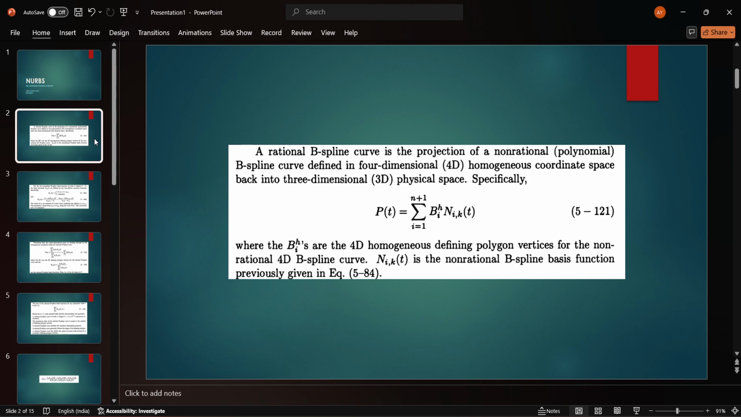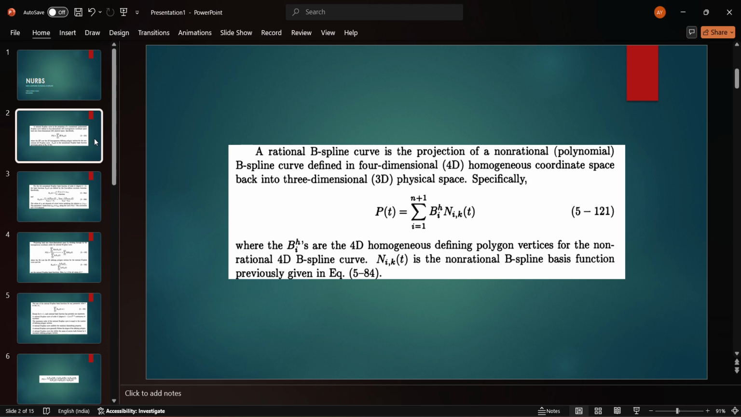A rational B-spline curve is the projection of a non-rational B-spline curve defined in four-dimensional homogeneous coordinate space back into three-dimensional 3D physical space. Specifically, P(t) is given as the summation of i equal to 1 to n plus 1 of Bi Ni,k(t). Here Bi are the 4D homogeneous defining polygon vertices for the non-rational 4D B-spline curve.